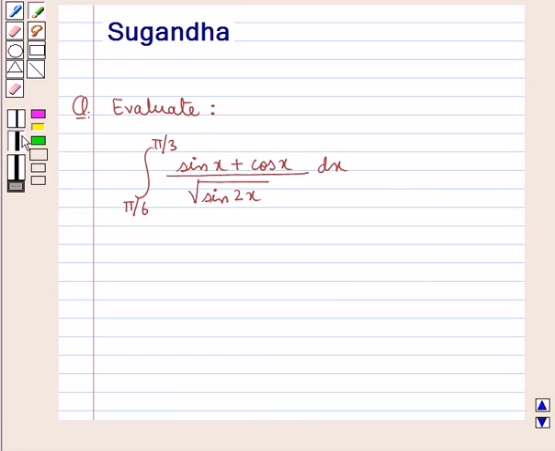In this session we discuss the following question that says evaluate the integral from pi by 6 to pi by 3 of (sin x plus cos x) upon square root of sin 2x dx.